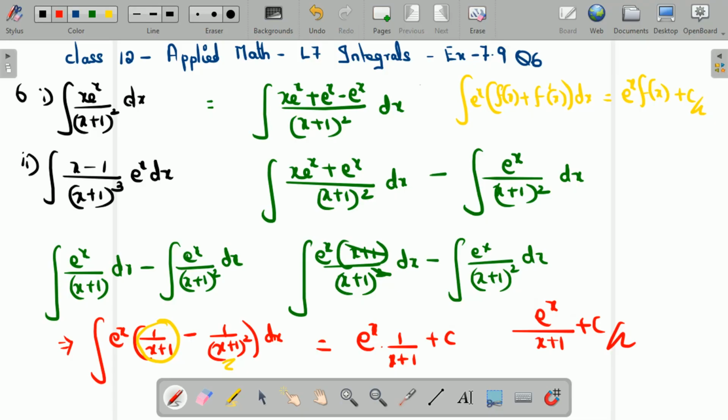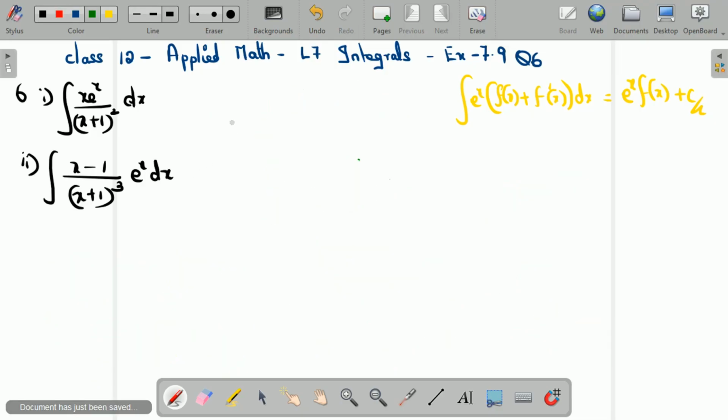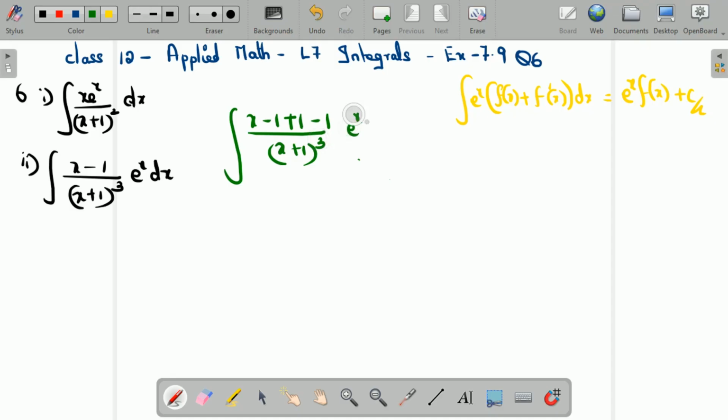Now let's take up the second subdivision. In the second subdivision, we are going to make a change in the numerator. This is going to become integral of (x minus 1). I'm going to put a plus 1 and then there is a minus 1 so that the original fraction doesn't change. The whole thing divided by (x+1)^3 e^x dx. Now I can rewrite this as integral of (x + 1 - 2), combining these two terms together, divided by (x+1)^3 e^x dx.